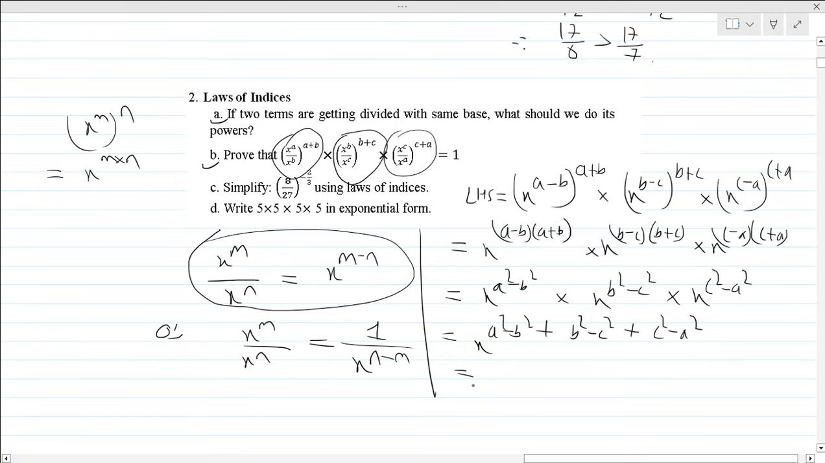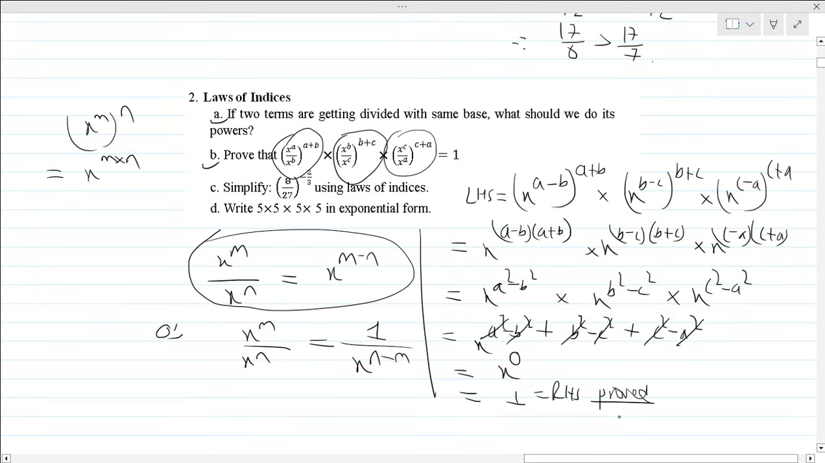And the thing is, over here, all these terms in the power appear with positive and negative signs with the same values, which we can subtract to get 0. So here a square and minus a square get cancelled, plus b square and minus b square get cancelled, and c square and minus c square get cancelled. So it results in power 0 with the base x. And the thing is, for any base, if its power is 0, its value is 1. So this way we get the RHS proved.